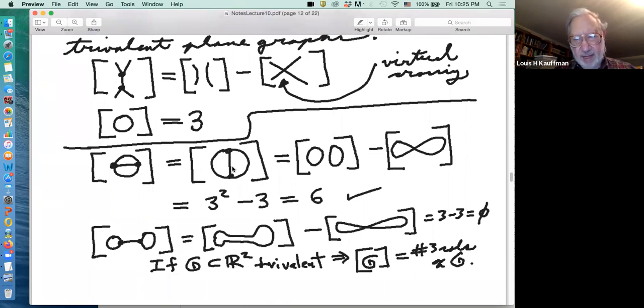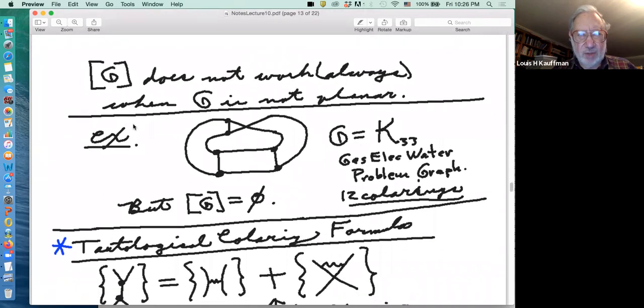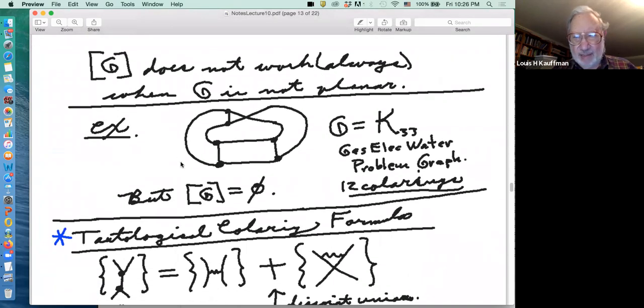You take this theta, I turned it vertically and used the formula, and I get 6. Or I can take this dumbbell, which doesn't have any colorings, and use the formula, and it gives me 3 minus 3 is 0, because loops that have a virtual crossing in them are evaluated the same as just loops, 3. And it doesn't always work when it's not planar. An example of that is this gas, electricity, water problem graph, which you can try out. So I gave you this as an exercise. You can find that it has 12 colorings, and it's detecting none of them when you use Penrose.